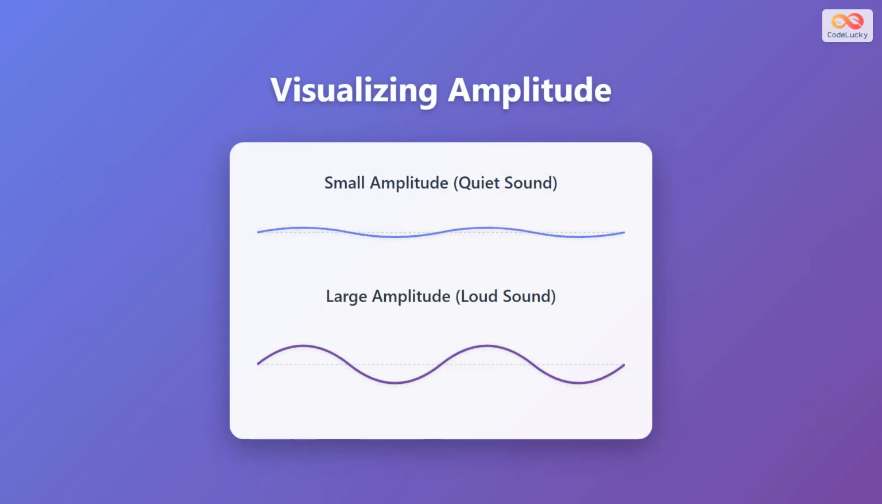To understand amplitude better, imagine two different sound waves. A sound with small amplitude causes air molecules to move just a tiny bit from their rest position. This produces a quiet sound. Now, when we have a sound with large amplitude, the air molecules are displaced much farther from their equilibrium. This creates a loud sound. The difference in amplitude directly translates to the difference in volume that our ears detect.